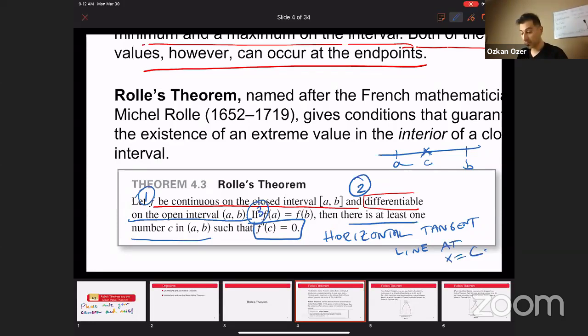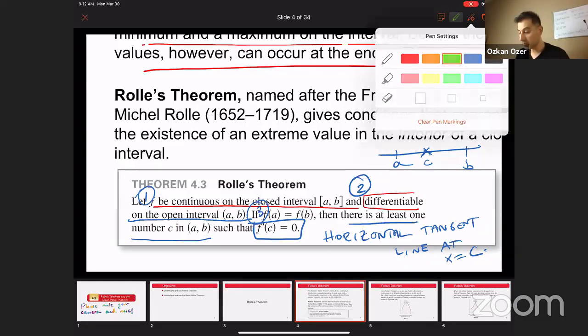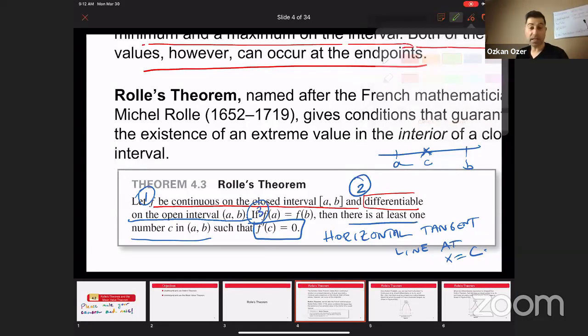Again, one more time, we want f to be continuous, that's number one. Number two, we want f to be differentiable. That means you can take the derivative of the function without a problem on the open interval (a, b). Check mark. And lastly, we want f(a) to be exactly equal to f(b). So if the function f attains the same value at the endpoints, then it's guaranteed that there's going to be a horizontal tangent line at an interior point c. And this could be more than one.